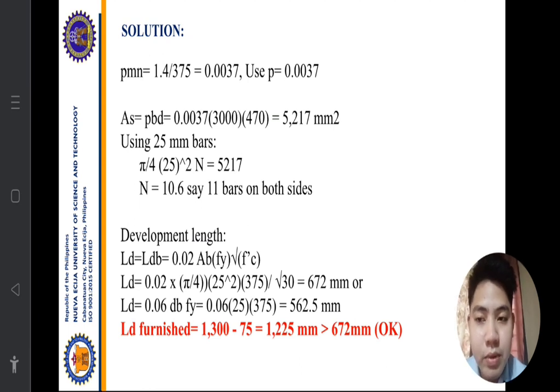Our Ld provided is equivalent to 1,300 minus 75. It is equivalent to 1,225 millimeters, that is greater than 672 millimeters. Therefore, it is okay.